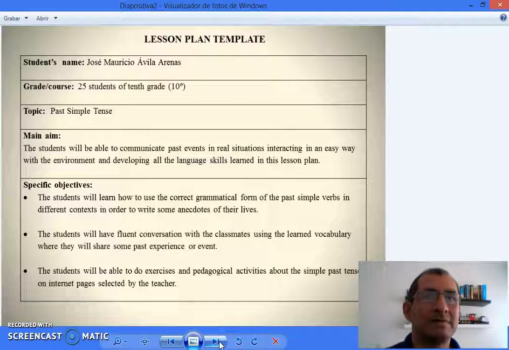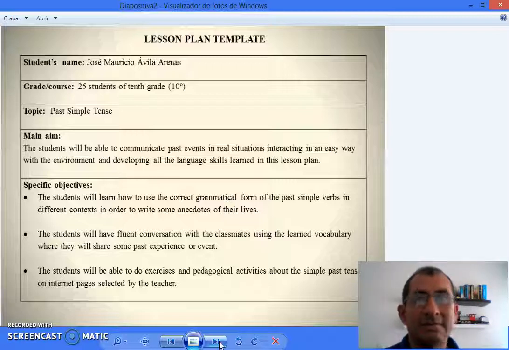Okay, the student name is my name, Jose Mauricio Avila. I chose 10th grade with 25 students. The topic is past simple tense. My aim: the students will be able to communicate past events in real situations, interacting in an easy way with the environment and developing all the language skills learned in this lesson plan. This is the main objective, the main aim.